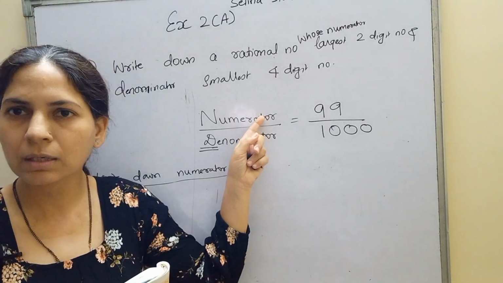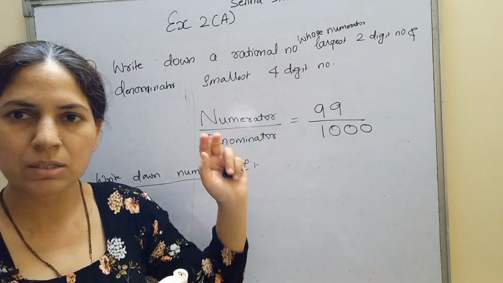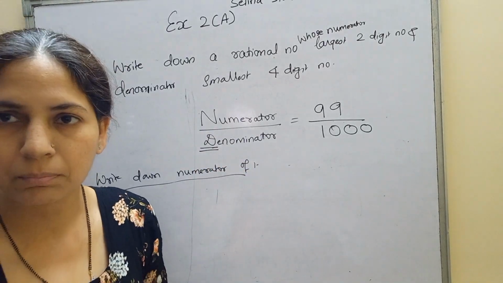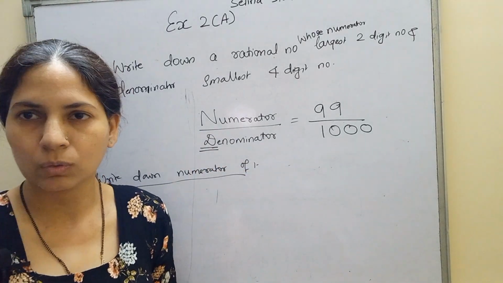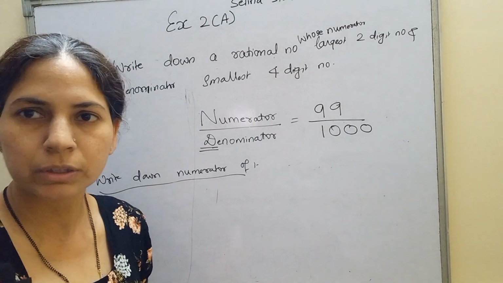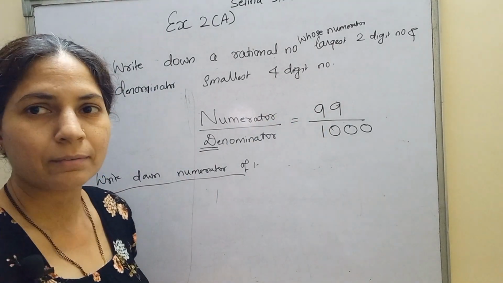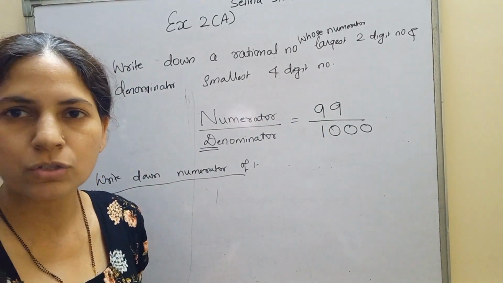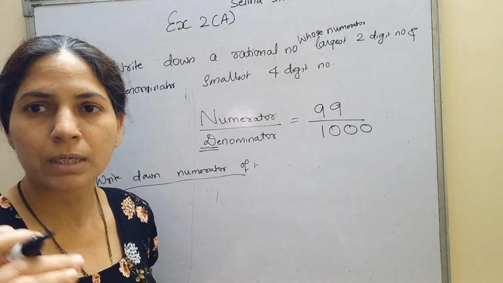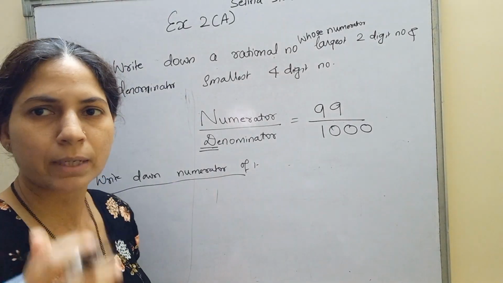So the numerator is the biggest 2-digit number. When they ask you the biggest number or the largest number, begin with 9, okay. Now they are asking 2-digit number, so put 2 times 9. If they are asking you the largest 3-digit number, put 3 times 9. If they are asking you the largest 4-digit number, put 4 times 9.